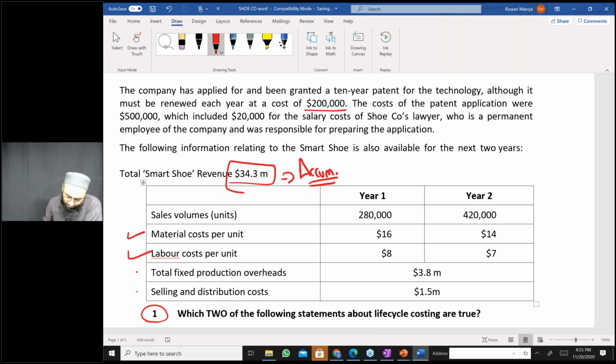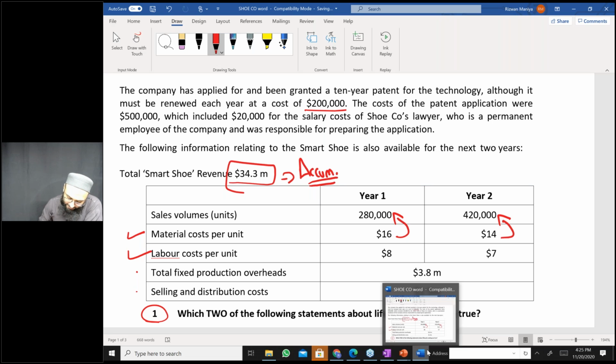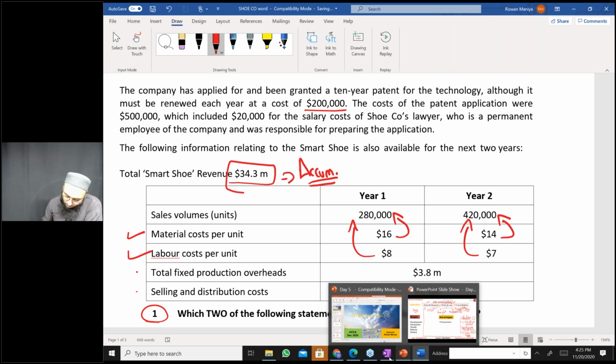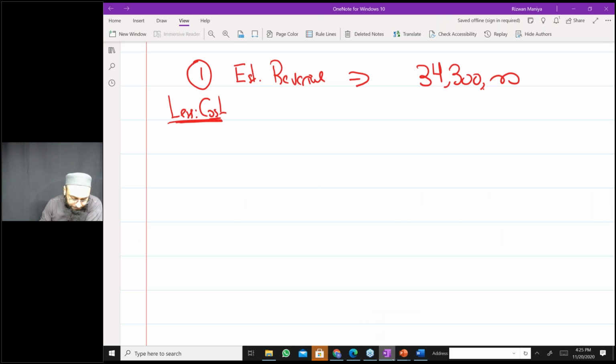A quick yes from you people. It's very easy. Material cost is 16 multiplied by 280,000, and 14 multiplied by 420,000. So you just need to multiply these. Same for labor cost: 8 multiplied by 280,000 and 7 multiplied by 420,000. I expect you people to be solving with me as well here.